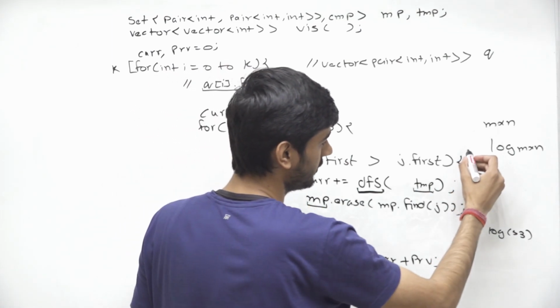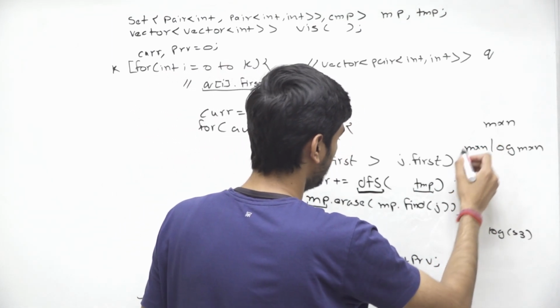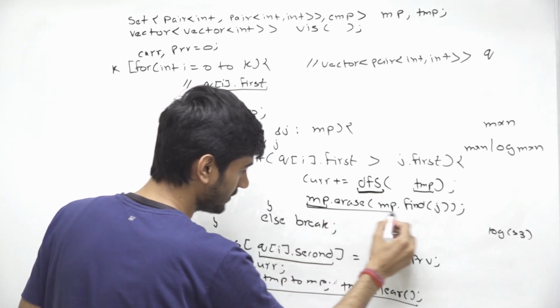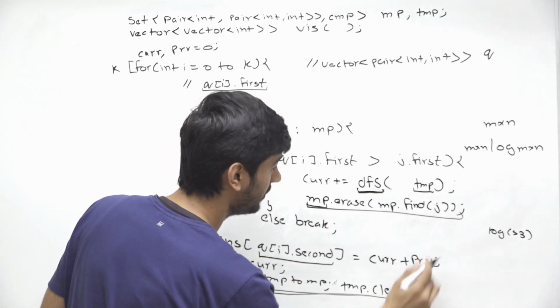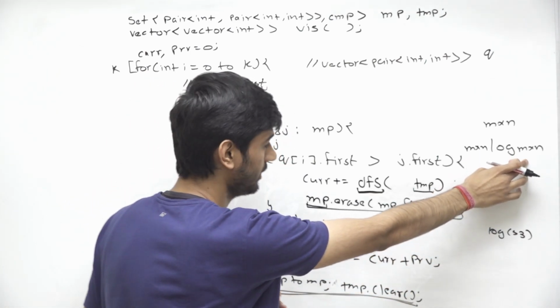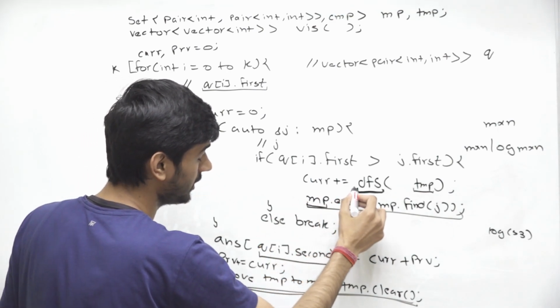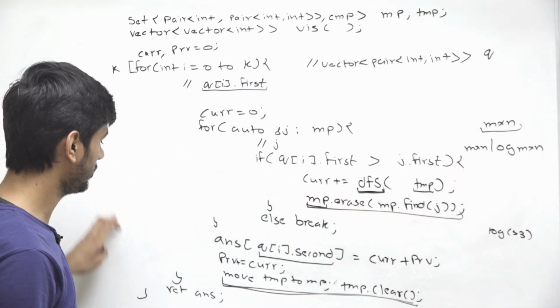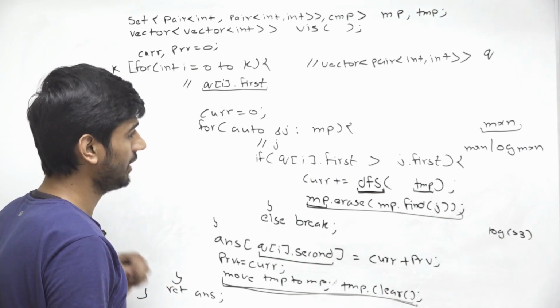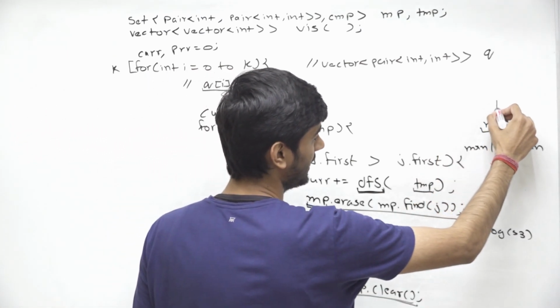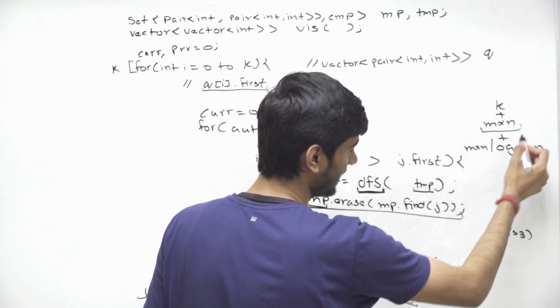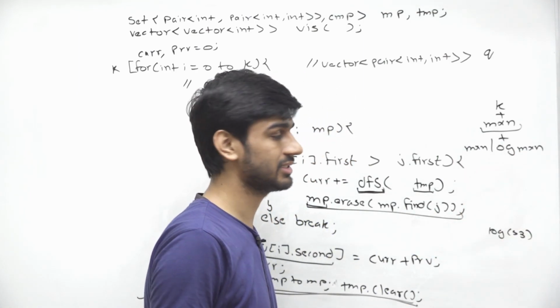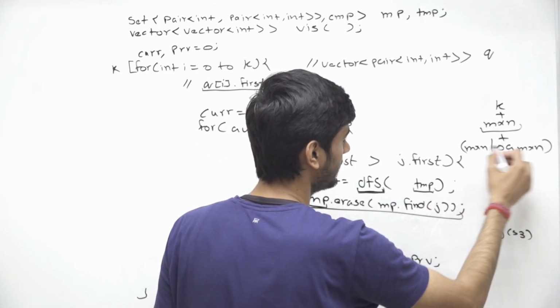So how many cells or nodes do we have? We have m into n cells, right? So the overall time complexity of this particular thing and this particular thing will be m into n, log of m into n, right? And the independent time complexity of this DFS will be m into n, right? And then this loop will run k number of times. So can we say that the total number of operations will be k plus m into n plus this thing, right? And we always consider the maximum value, so the overall time complexity will be this thing.